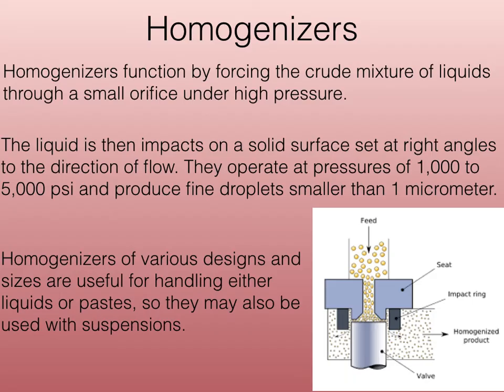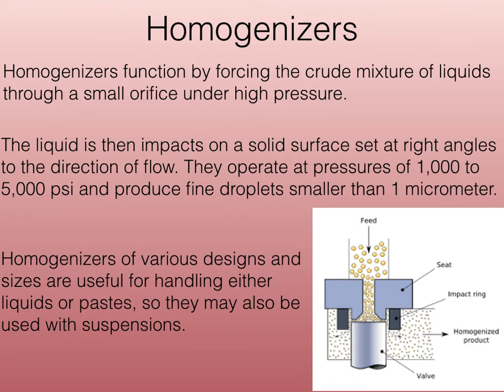Next equipment is homogenizer. Homogenizers function by forcing the crude mixture of liquids through a small orifice under high pressure. Look at this diagram. The mixed phases or the coarse emulsion are passed between the valve and seat under high pressure. This produces the effect of atomization. This effect is more enhanced when atomized mixtures strike the surrounding metal surfaces.